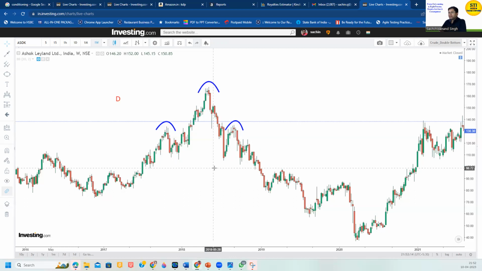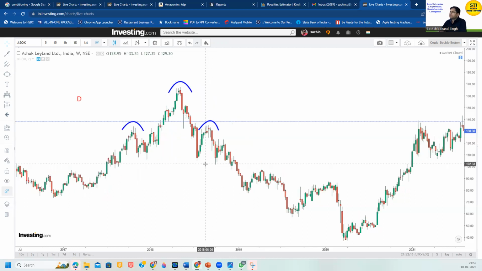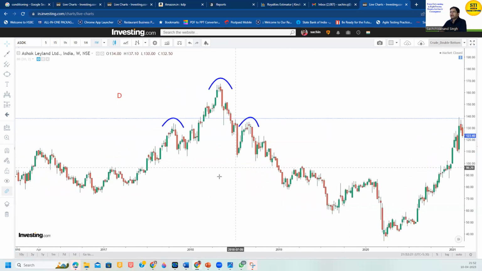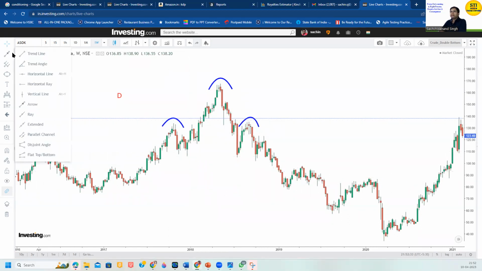As I said, technical analysis is not a science, it is more of an art. Sometimes a false breakdown or breakout happens. That means the wicks of the candles take some extra moves, and at times those extra moves we need to avoid.